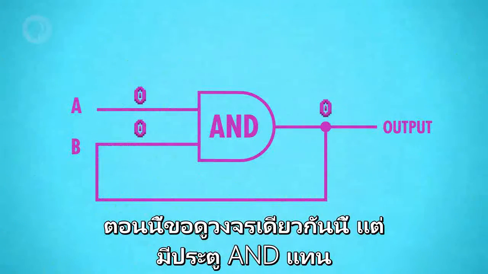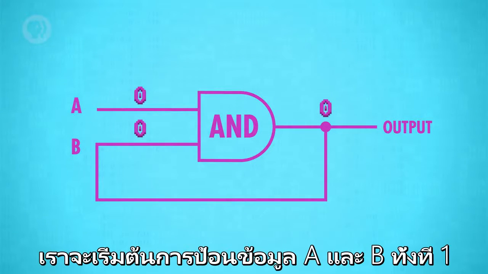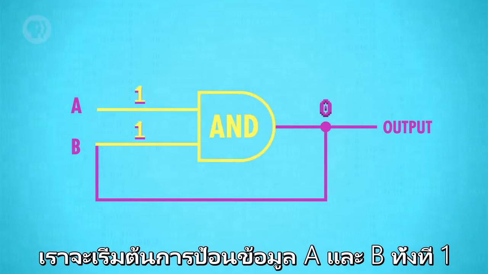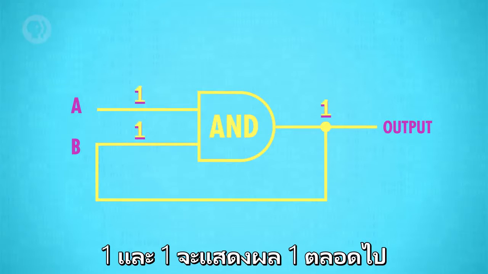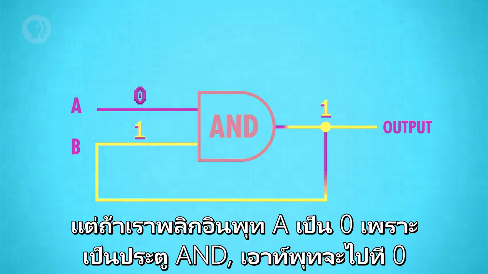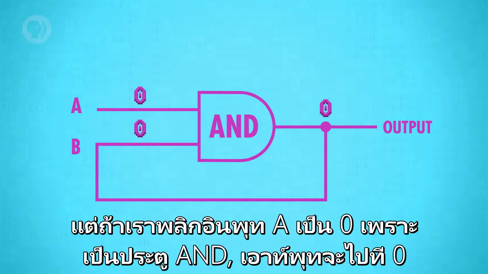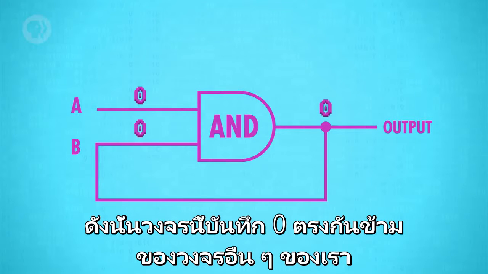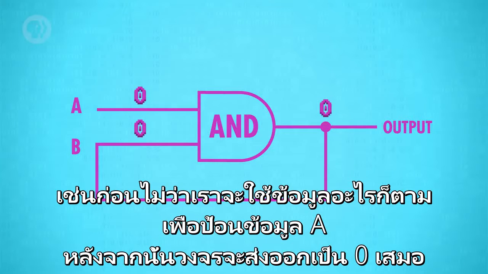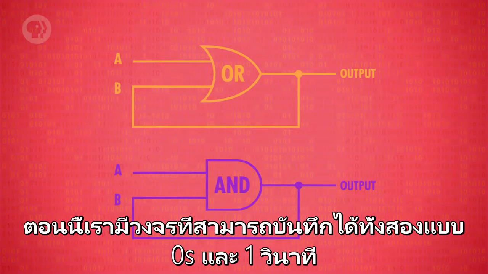Now let's look at the same circuit but with an AND gate instead. We'll start inputs A and B both at 1. 1 and 1 outputs 1 forever. But if we then flip input A to 0, because it's an AND gate, the output will go to 0. So this circuit records a 0, the opposite of our other circuit. Like before, no matter what input we apply to input A afterwards, the circuit will always output 0. Now we've got circuits that can record both 0s and 1s.